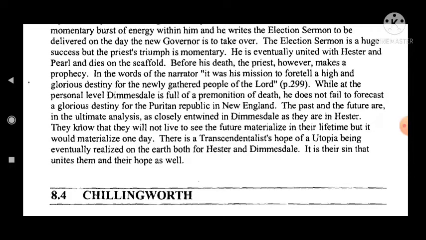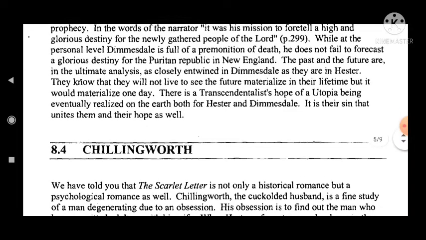While at the personal level Dimmesdale is full of premonition of death, he does not fail to forecast a glorious destiny for the Puritan Republic in New England. The past and the future are, in the ultimate analysis, as closely entwined in Dimmesdale as they are in Hester.